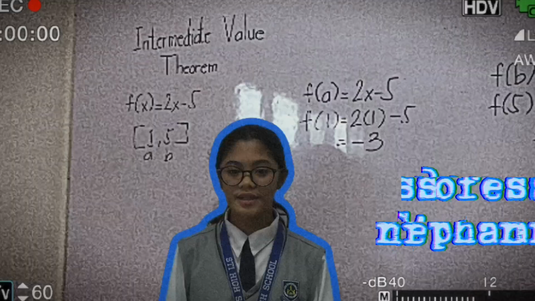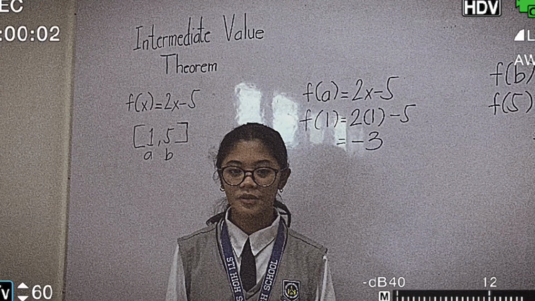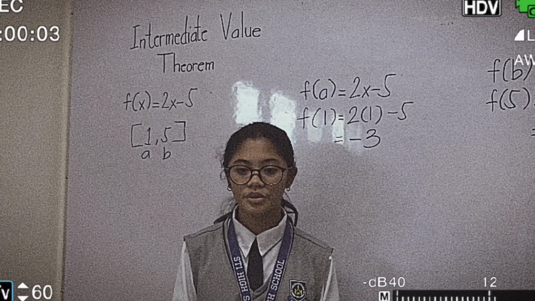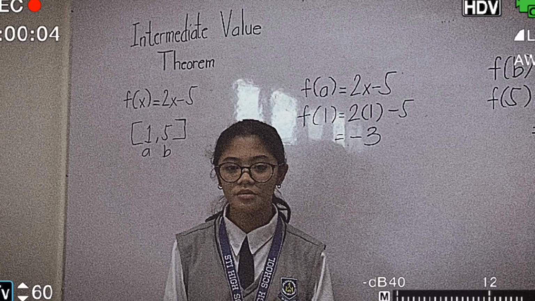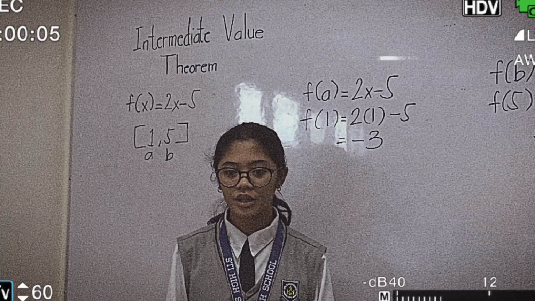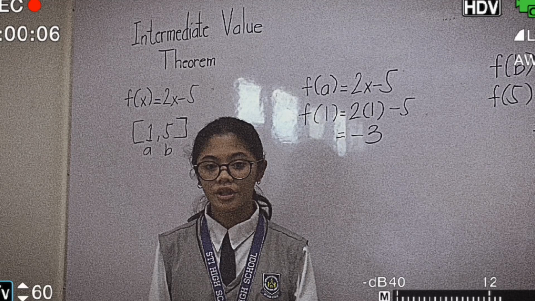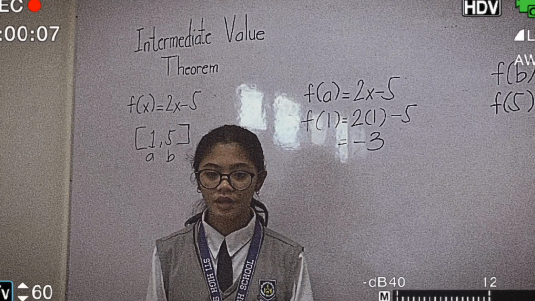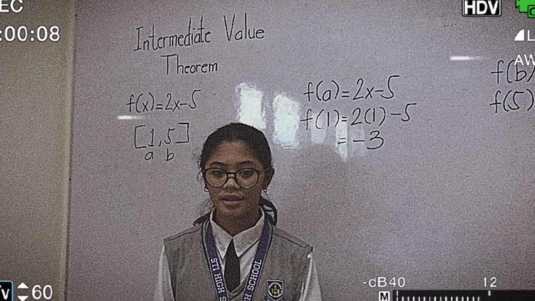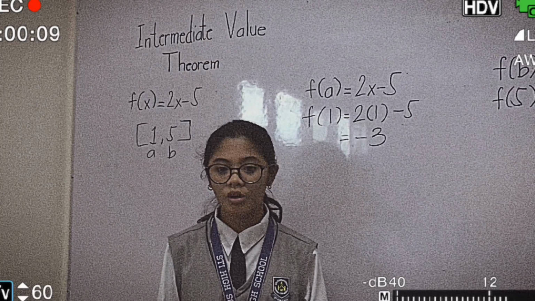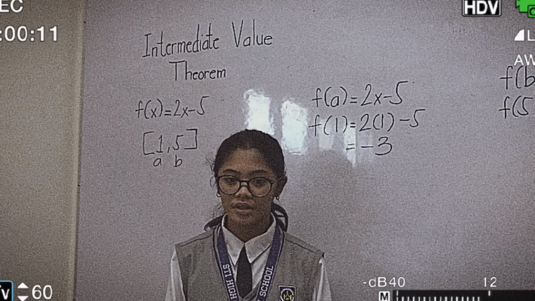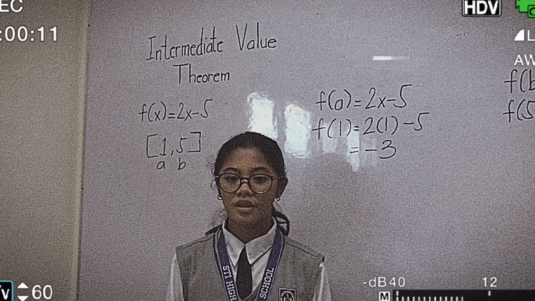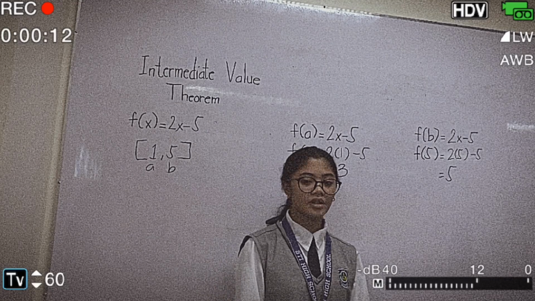Flashback. The Intermediate Value Theorem states that if a function f of x is continuous on a closed interval a and b, and f of a is not equal to f of b, then for any value w between f of a and f of b, there exists at least one value c in the open interval a and b such that f of c equals w. Alright, let's take a look at this problem.